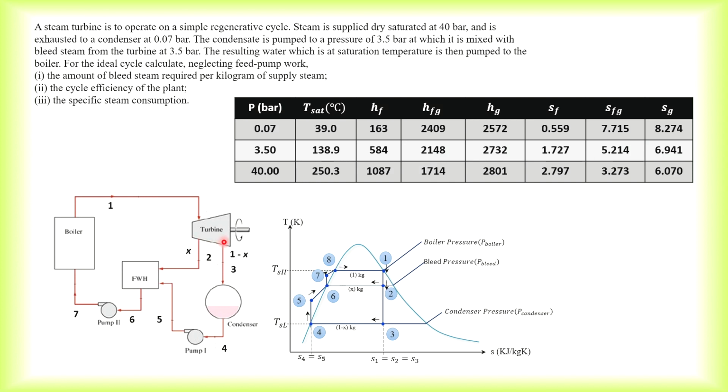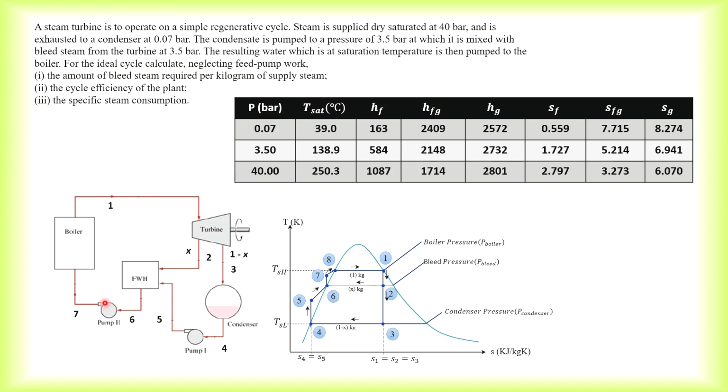Then the rest undergoes full expansion from state point 2 to state point 3, where it goes into the condenser. In the condenser, it undergoes constant pressure cooling to point 4, where it reaches its saturated liquid condition. And then it goes into the first pump, where it undergoes isentropic compression to state point 5. Then it mixes with the bleed steam from state point 2, and reaches state point 6.